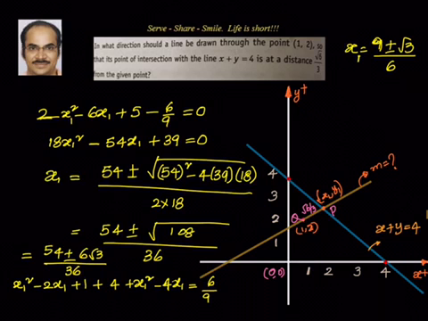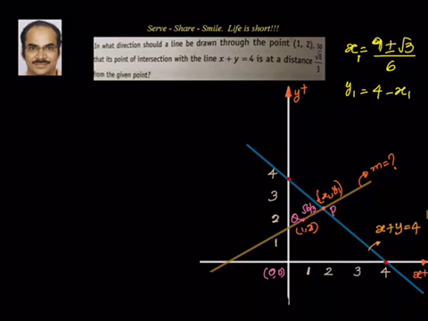Once we get the x1 value, we can easily find out y1 value, because we know that y1 equal to 4 minus x1. So let's find out the y1 value. After that, we just find out the slope of PQ. We are done with the problem. We got x1 now, so let's find out y1. We will say x1 equal to 9 plus or minus root 3 by 6, and y1 is nothing but 4 minus of x1. What we need is the slope of PQ, that's nothing but between x1, y1 and 1, 2.